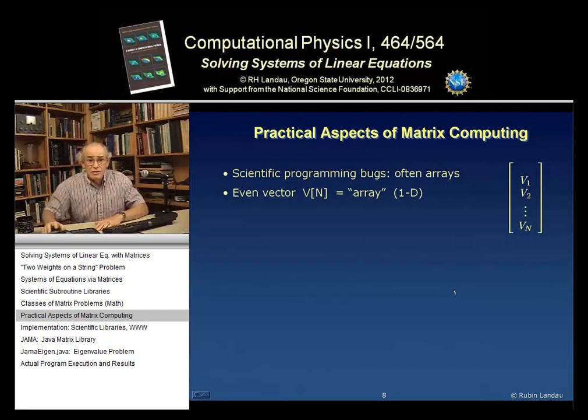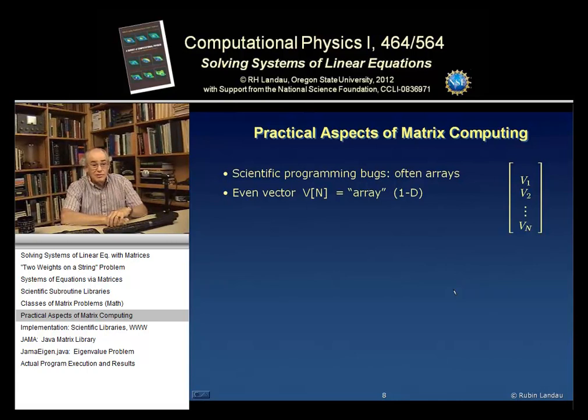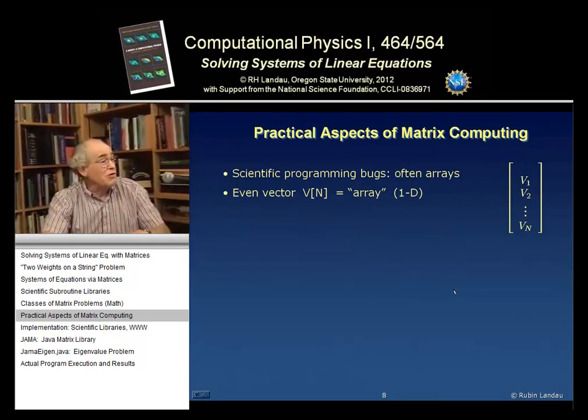We've spoken about some of the general conditions. Now let's talk about some practical aspects of matrix computing. Things you need to know in order to get the right answers on a computer. I don't mean to scare you, but I do mean to try to make you careful.